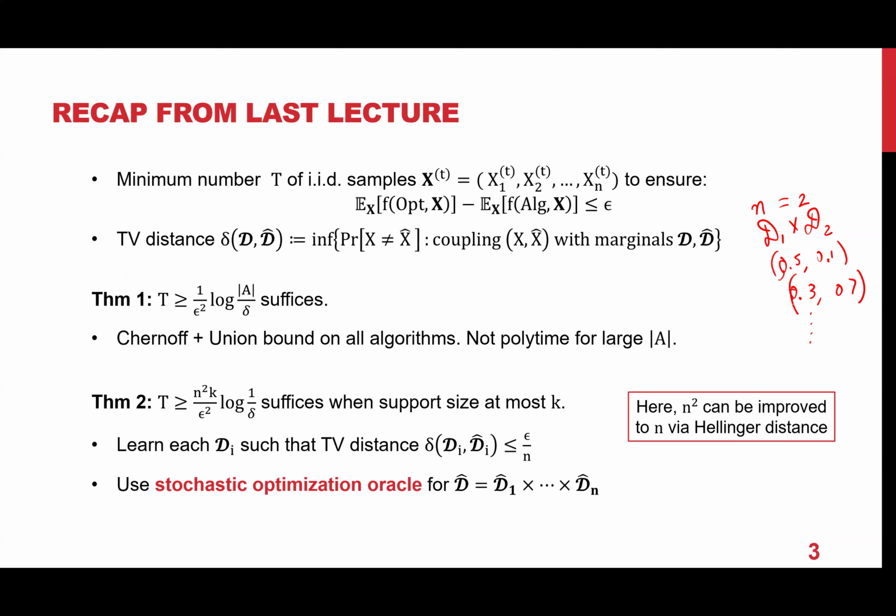And again, I'm not getting too much into the details, but you can actually improve this n squared to n by using something called Hellinger distance. The reason is that if you just sum up the TV distances, that's usually a bit weaker. It's kind of like applying the union bound naively. So you can do something better because it's a product distribution. I'll not get into those details, but you can shave off this factor, n squared to n, and that's known to be tight in general.